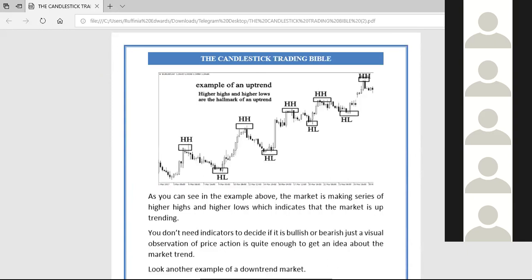So I pull up a chart here, AUD/USD. Do you see that?